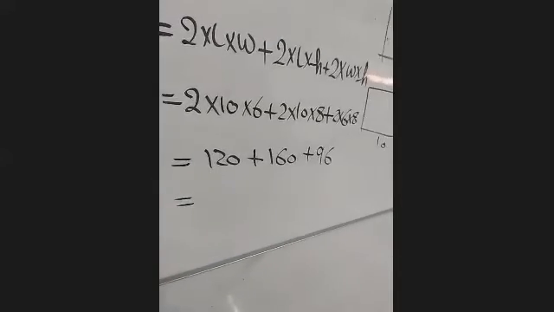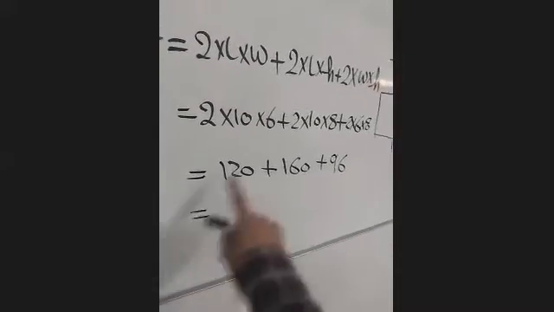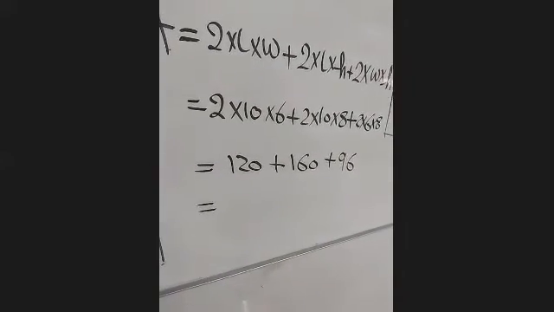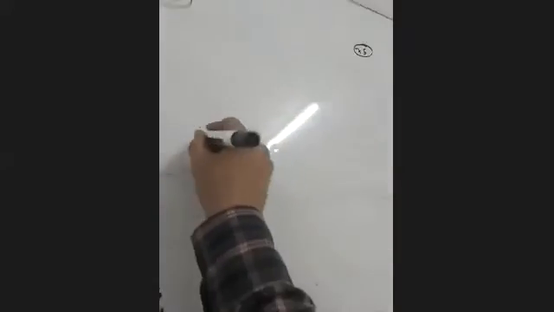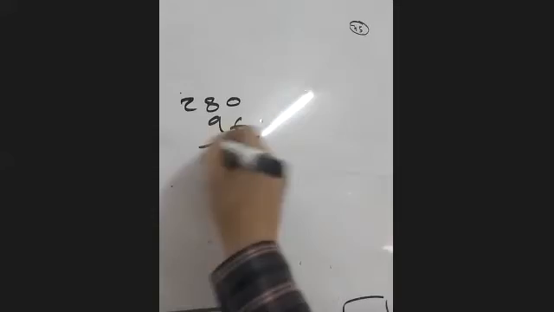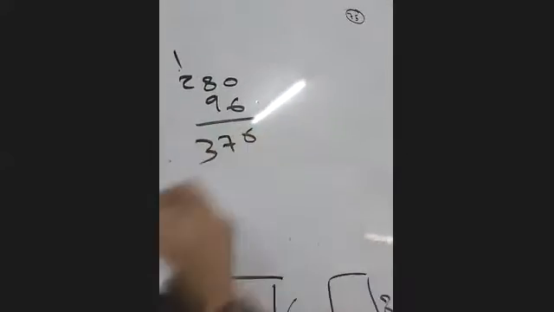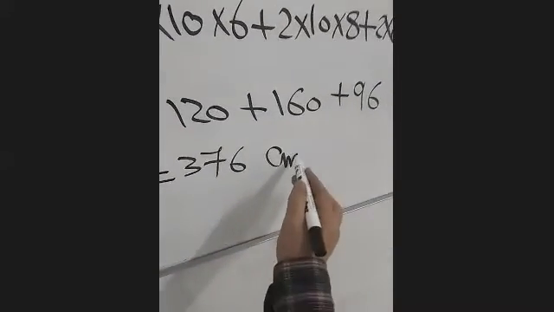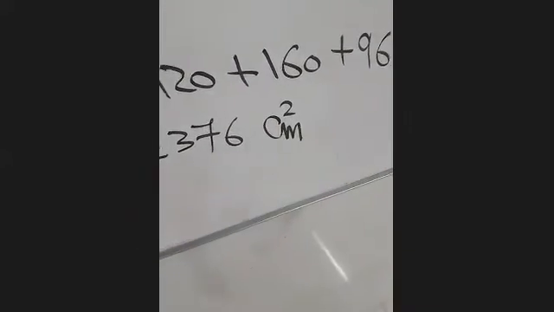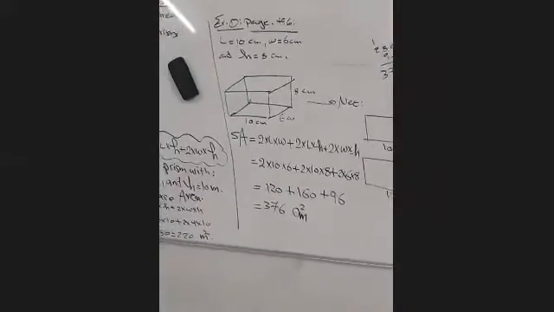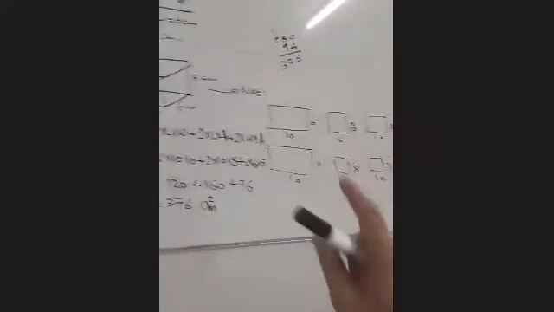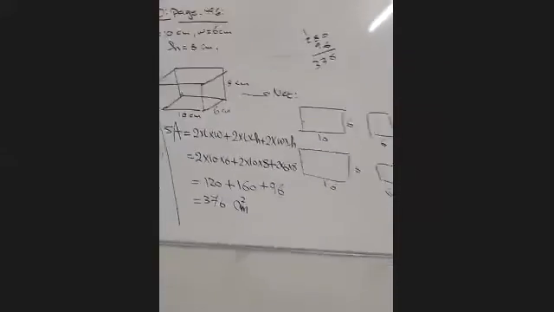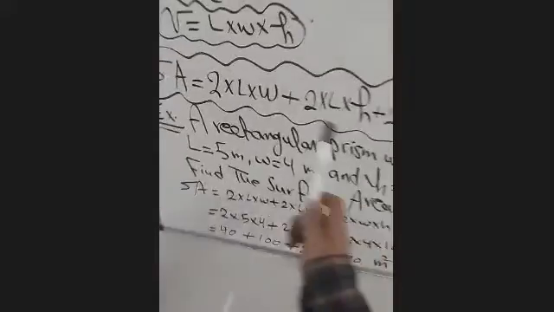Add: 120 plus 160 is 280. 280 with 96 is 376 centimeters squared. So this is the net, and this is what we want, the surface area. This formula is not given in your book.